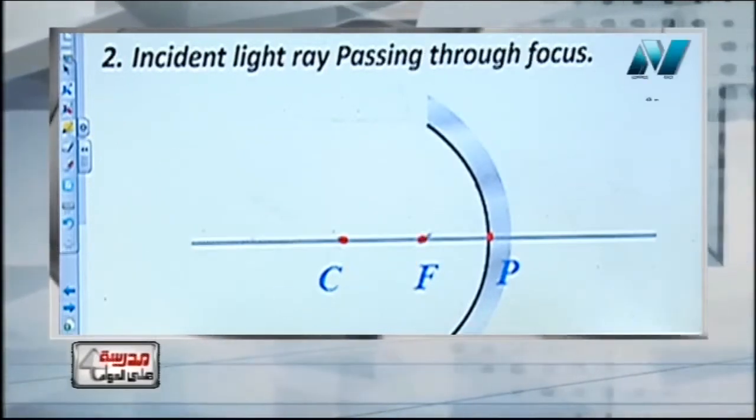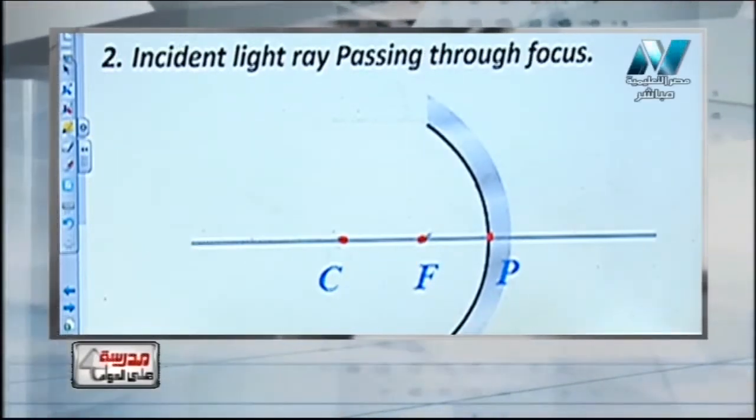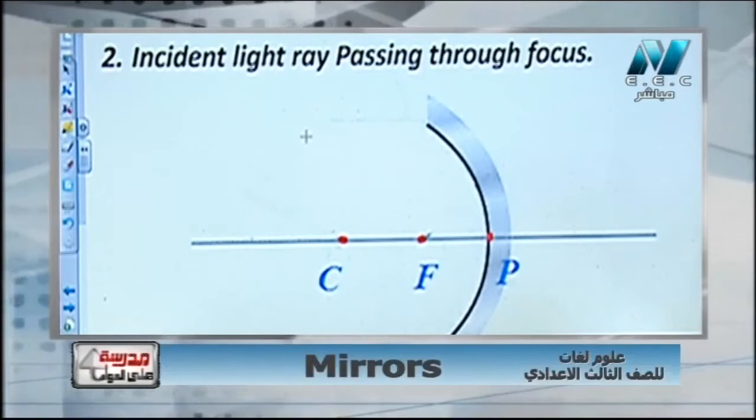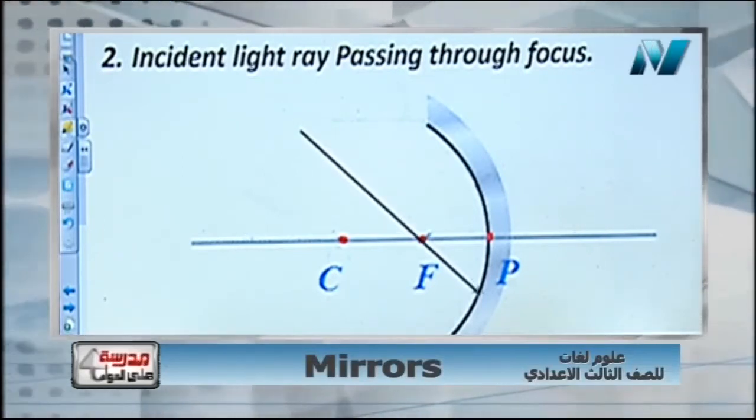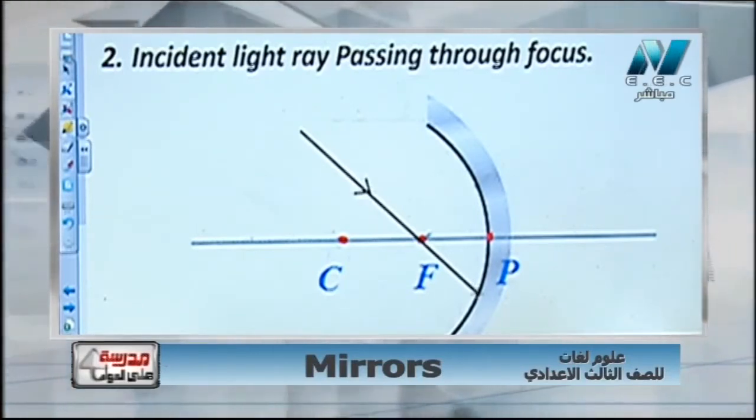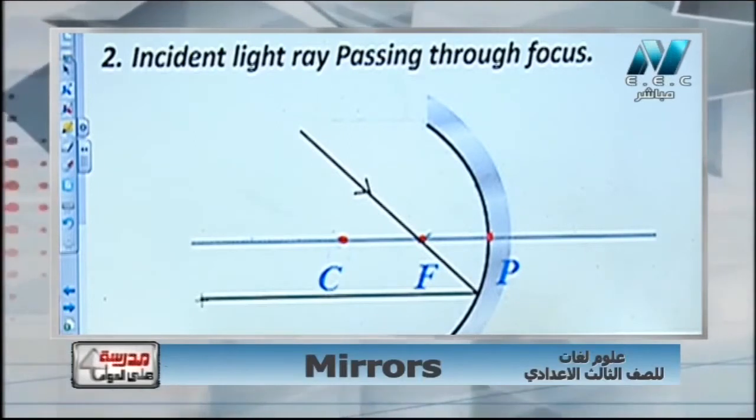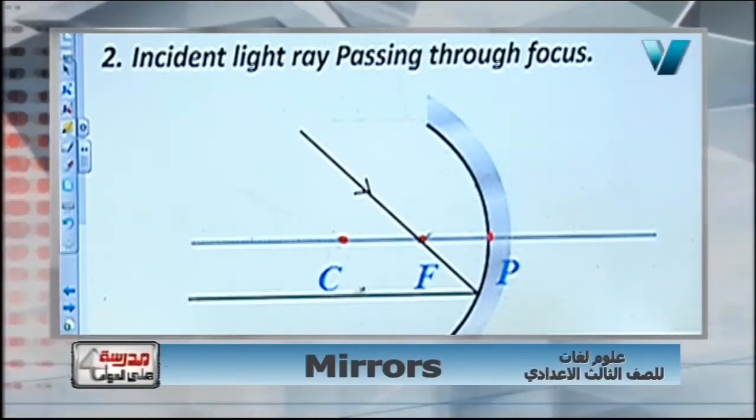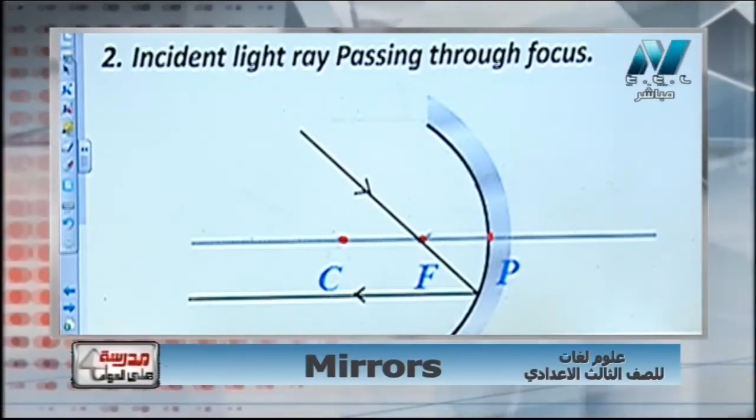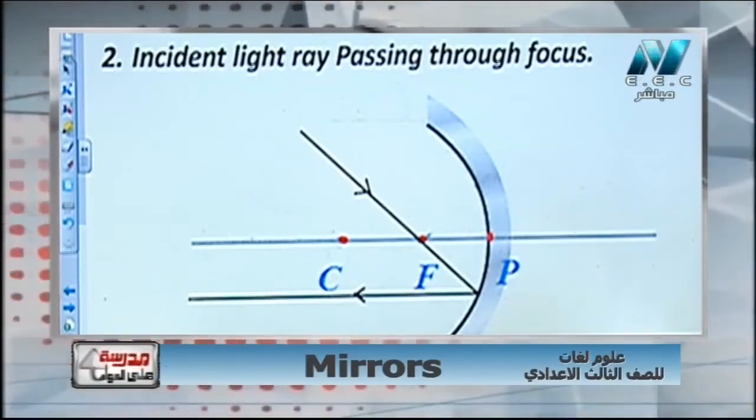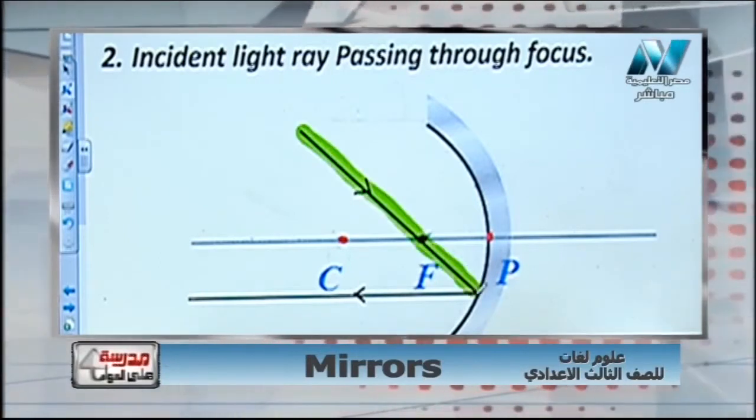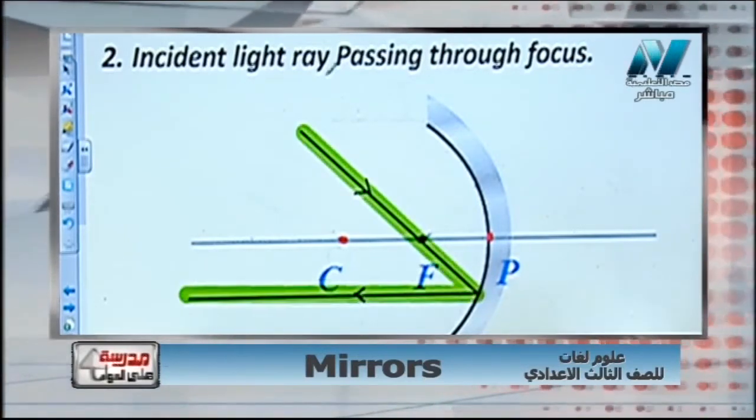Okay, the next one is the incident light ray passing through the focus. As we see here, it falls through the focus, and we should draw the arrow to determine the direction of the incident light ray. Then the light will reflect as a light ray parallel to the principal axis, as we see.